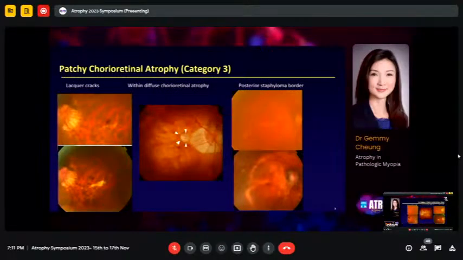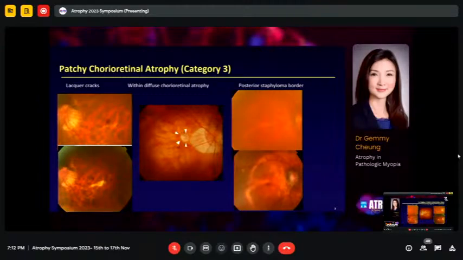How do patchy chorioretinal atrophy form? It's been identified through longitudinal studies from Kyoko's group that there can be 3 main sources of patchy chorioretinal atrophy. The first is due to expansion of lacquer crack in the left-hand most example. The second source in the middle is within an area of diffuse chorioretinal atrophy.